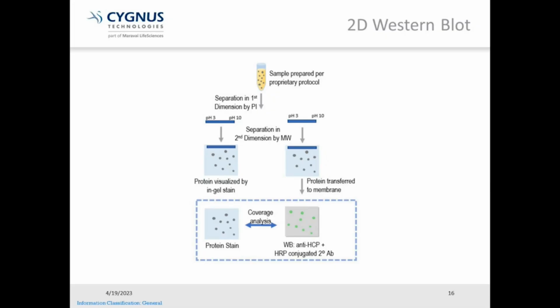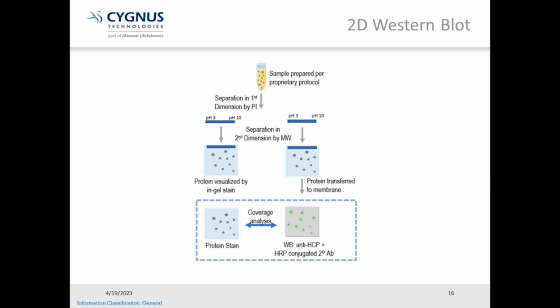This is a representative workflow for 2D Western blotting. The sample is prepared by a proprietary protocol and split into 2 samples. Next, the samples are separated by isoelectric point and then separated in the second dimension by molecular weight. However, this is where the difference happens. The first gel is visualized by an in-gel stain. The second gel is transferred to a membrane.